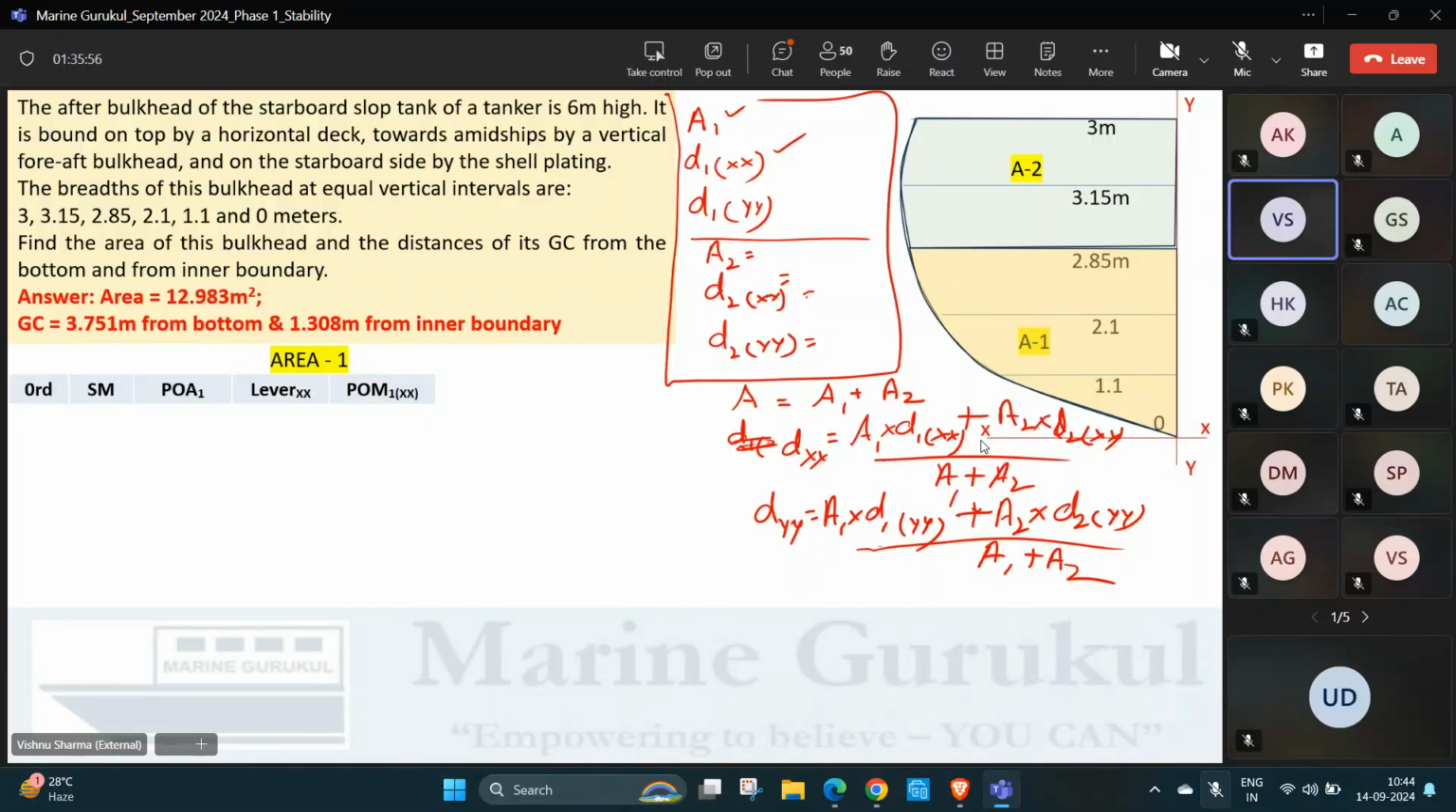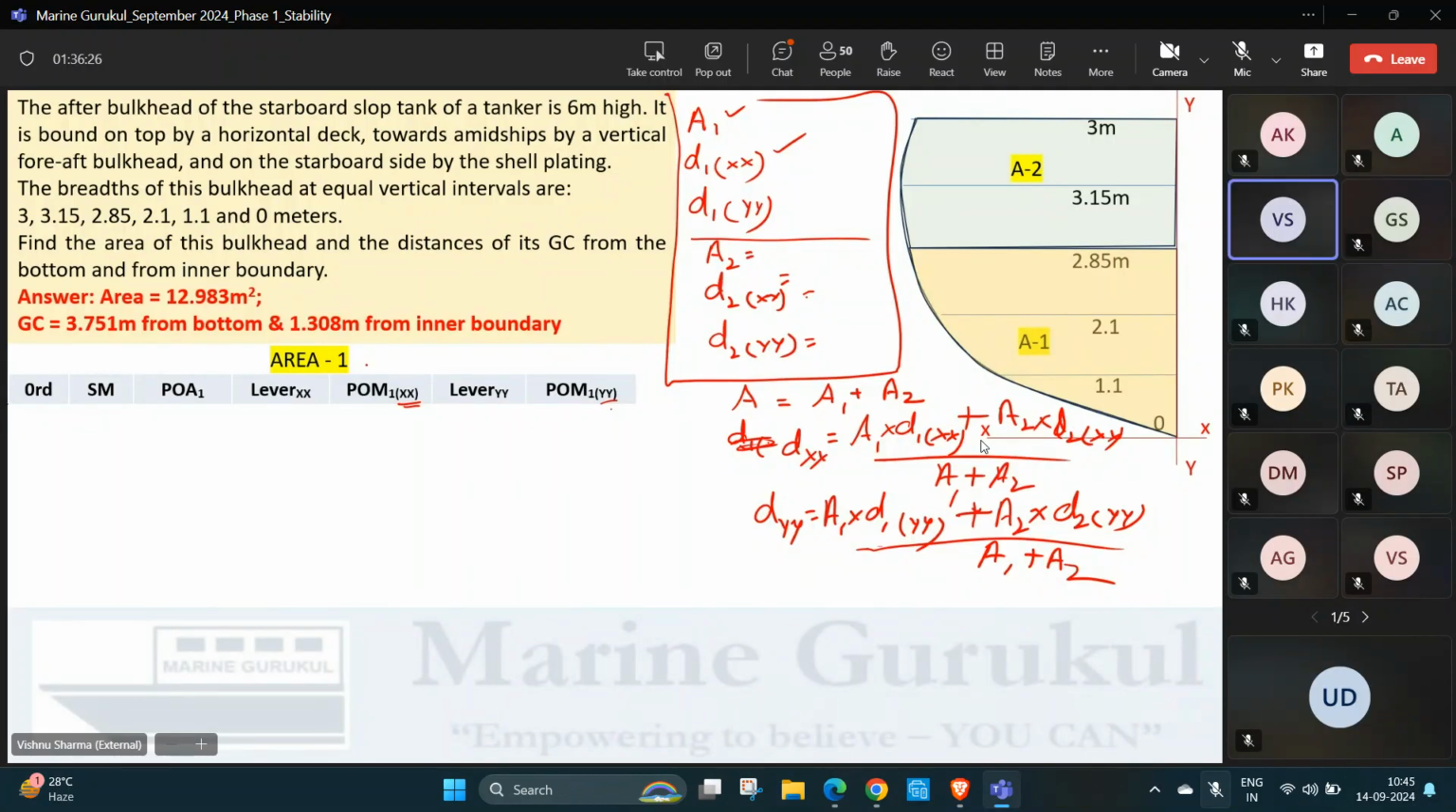We are yet to get D1YY, for which you will have to take levers from YY. So we make D1YY, lever about YY, and POM1 about YY. See why the extra clarification. Every time you can't write POM. Which POM then? About which axis? One POM is about XX, other POM is about YY. Correct? Am I right? Yes, right, sir.